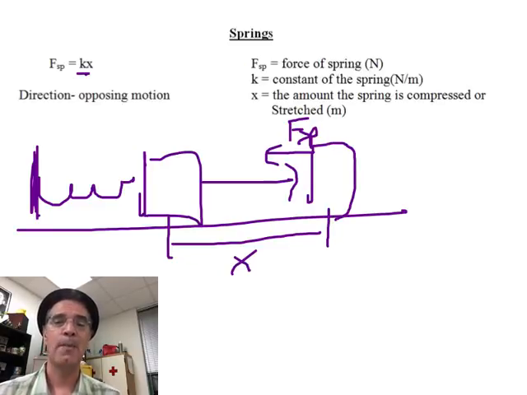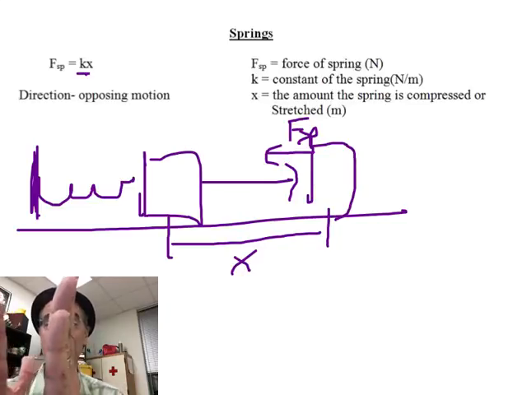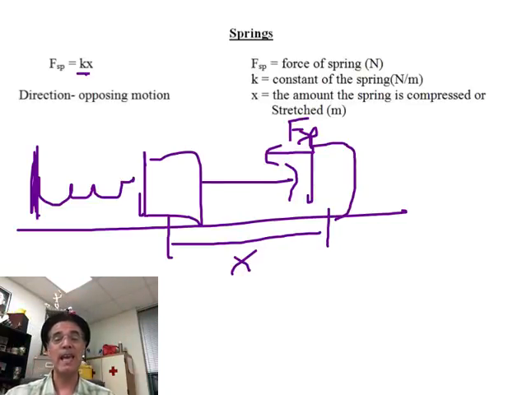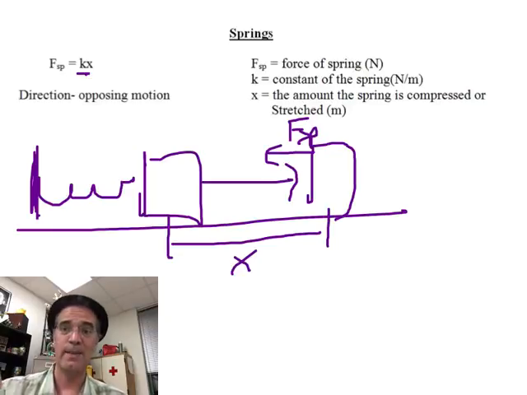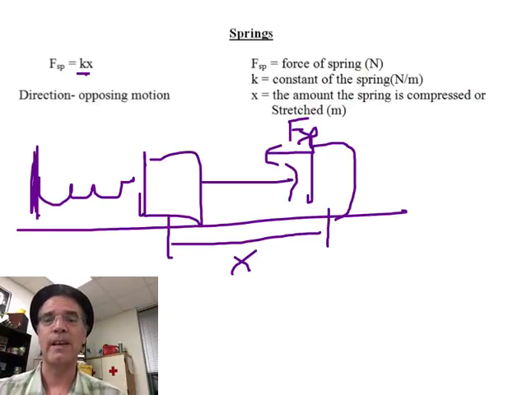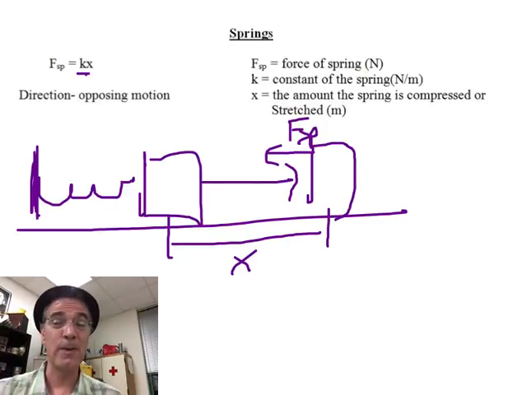It opposes motion, probably the easiest force we have, except that it's not constant. It changes as you pull it farther out, so that's why we can't use kinematics on that spring. We'll get to energies next unit, and that's what you use mostly for springs. But you can find the magnitude of a force of a spring by taking the constant times how long you stretch it.